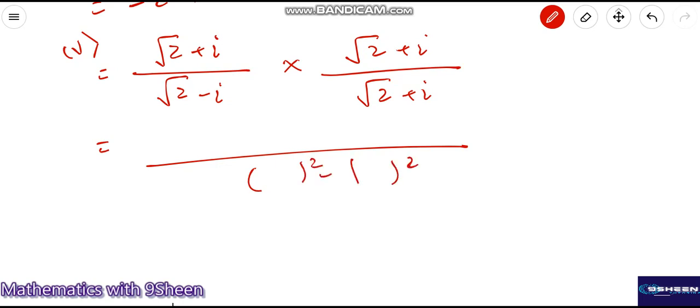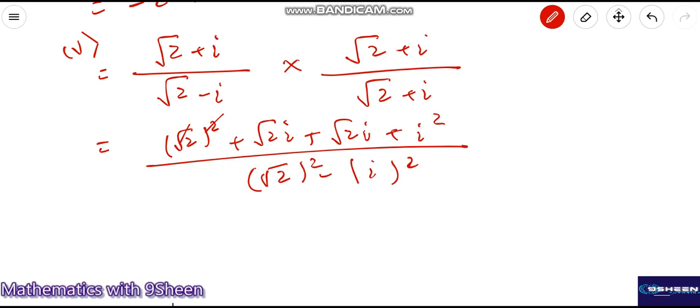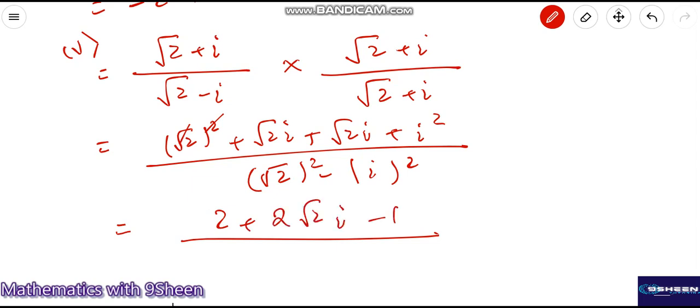Root 2 multiplied by root 2, only 2, means root 2 square, and we know that square and root cancel out. Plus root 2 multiplied by iota, root 2 iota, root 2 multiplied by iota, root 2 iota, and iota multiplied by iota, iota square. It is 2 plus 2 root 2 iota minus iota square, where iota square is minus 1. It is only 2 minus iota square, which is 2 minus 1, means 1 plus 2 root 2 iota.